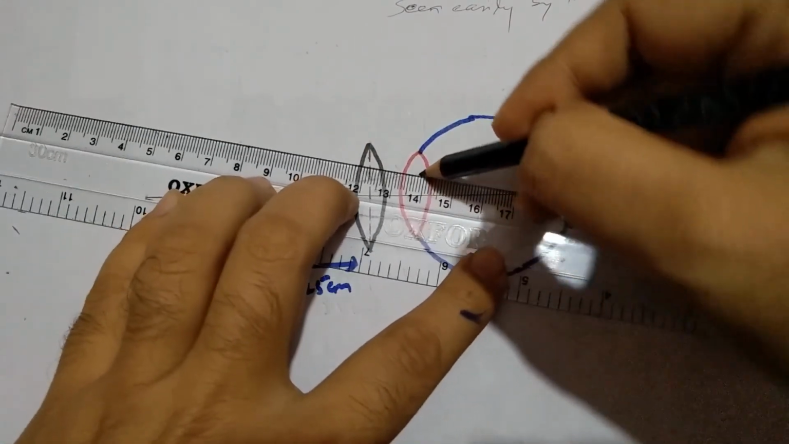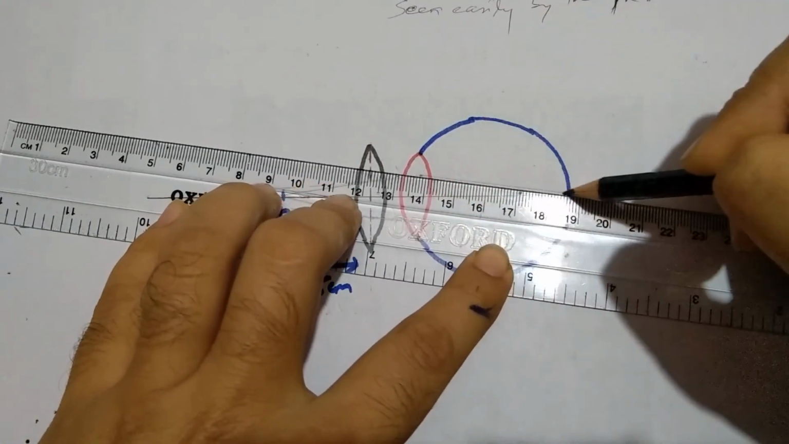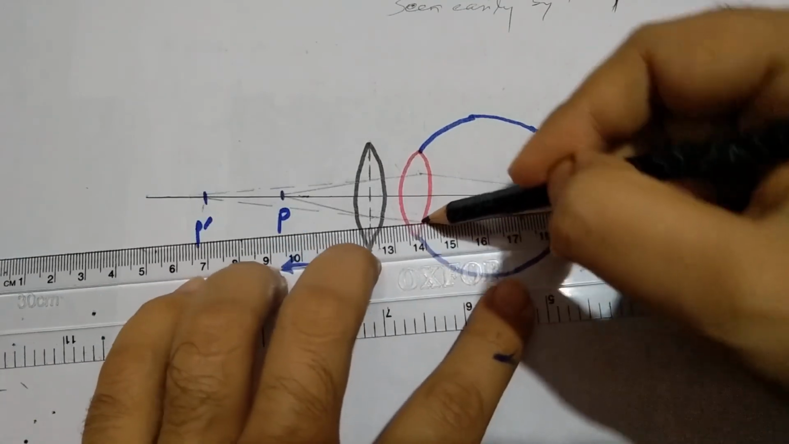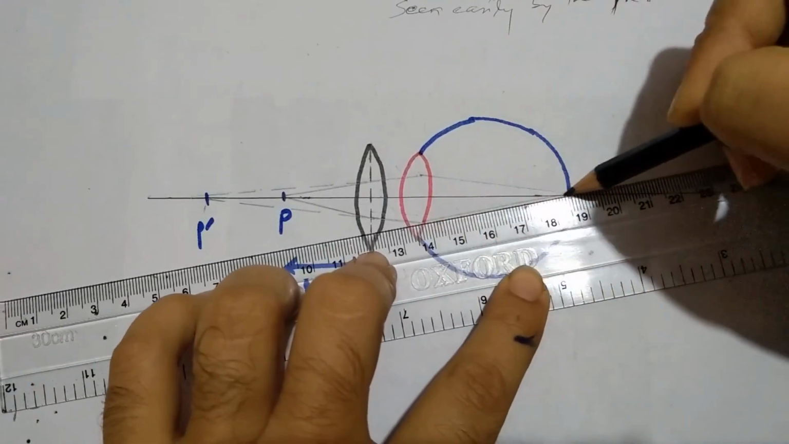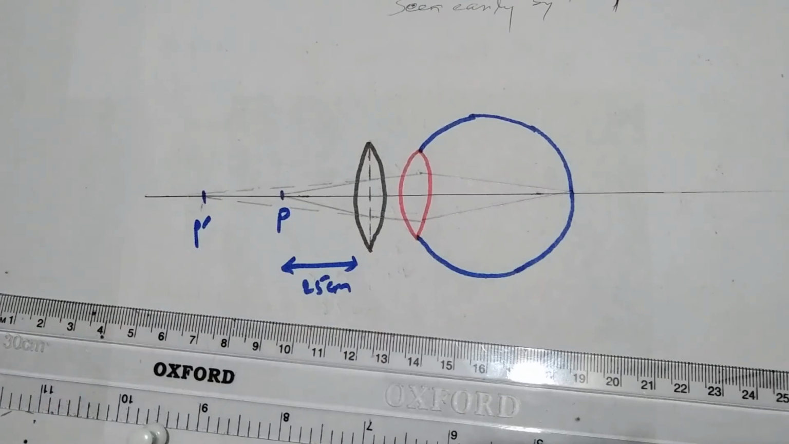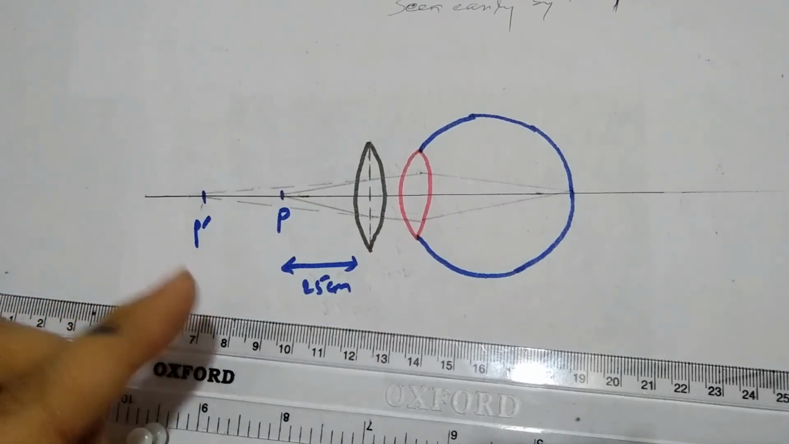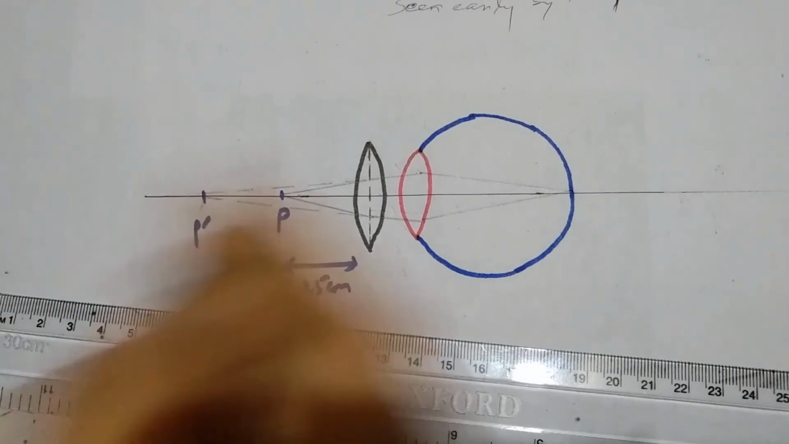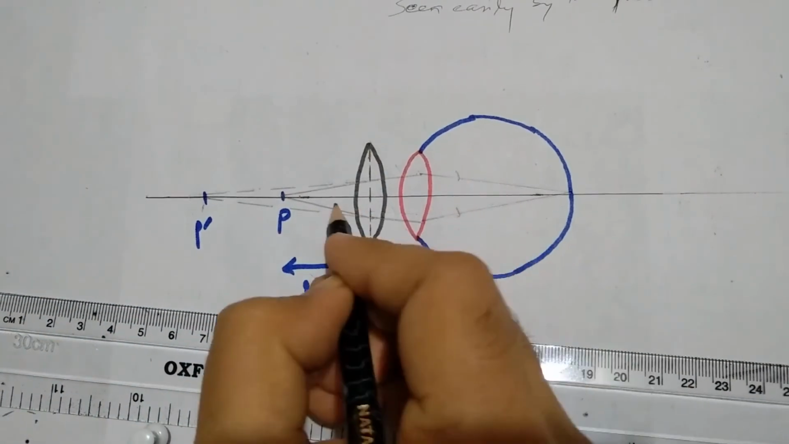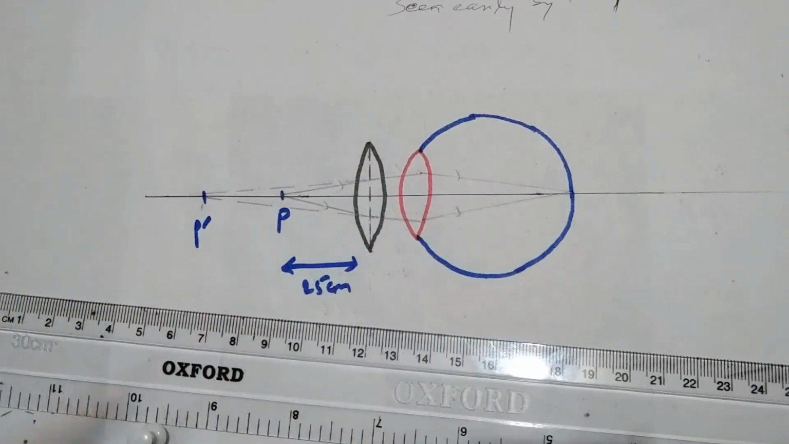Now the eye lens further converges the light rays to the retina of the eye. Okay, this is the ray diagram you need to make for long-sighted eye. Let's give arrows. For light rays we have to give arrowheads.